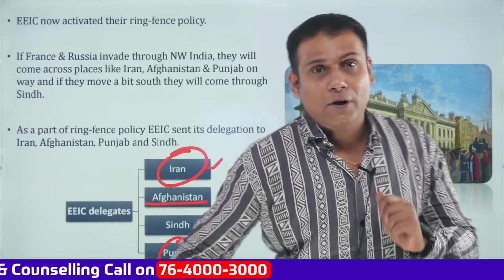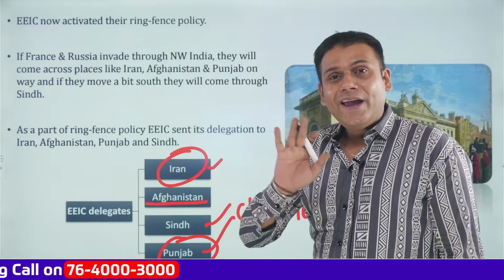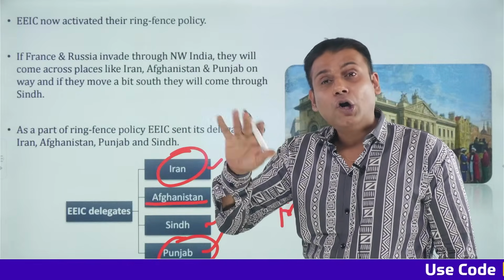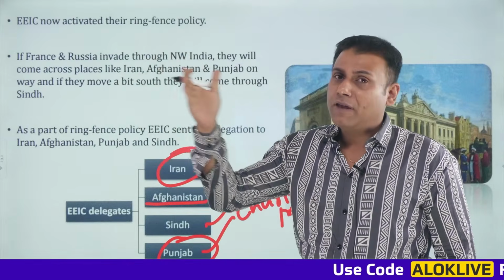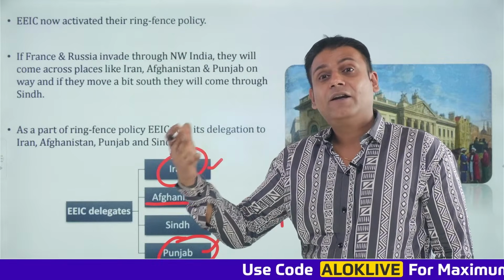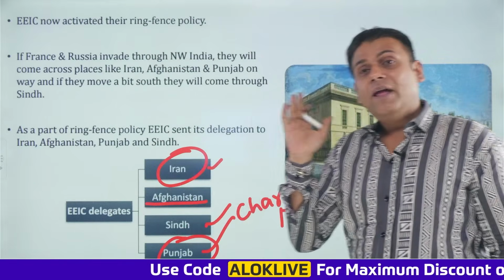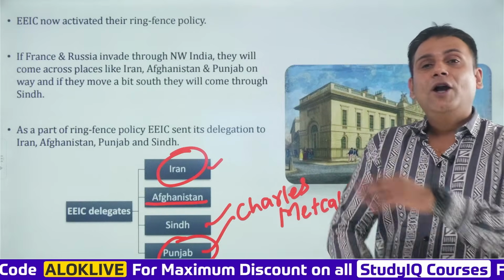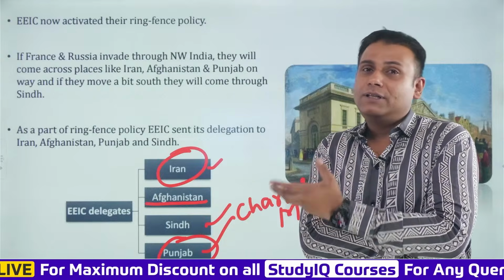I'll repeat the points again. The English East India Company believed that if France and Russia attacked from the northern or northwestern side, they would come through the region of Iran and Afghanistan, and then enter into Punjab. And if they came from the southern side, they would come through the region of Sindh. So why don't we send our delegates initially to these regions?